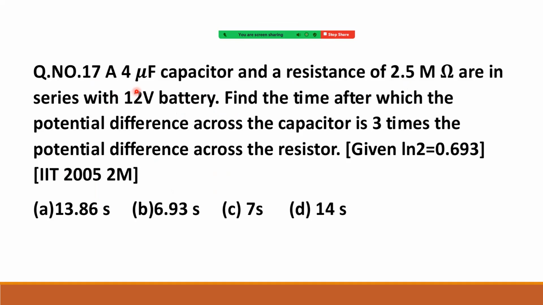A 4 microfarad capacitor and a resistance of 2.5 mega ohm are in series with a 12-volt battery. Find the time after which the potential difference across the capacitor is 3 times the potential difference across the resistor. So the condition is that the potential difference across the capacitor is 3 times the potential difference across the resistor. We have to find the corresponding time, right? This was given for 2 marks in 2005, let us see.